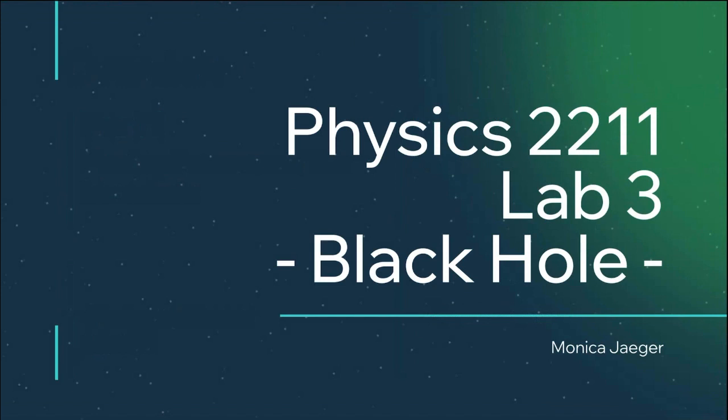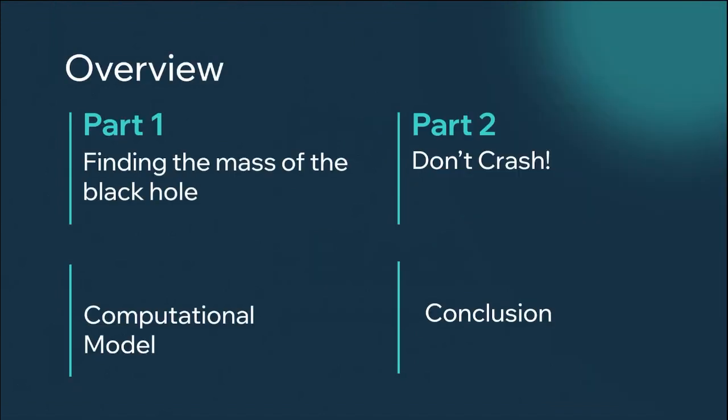This is my Physics 2211 Lab 3 Black Hole. So I want to give you a brief overview of the project. There will be two parts. Part 1, we will be finding the mass of the black hole. We are given that a star is orbiting a black hole of an unknown mass located at the origin. The star has a mass of 2e30 kilograms, and the position data of the star will be generated in the starter code, and that will result in a unique trajectory.